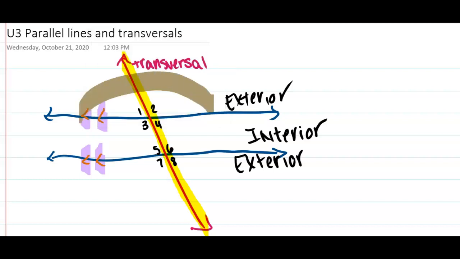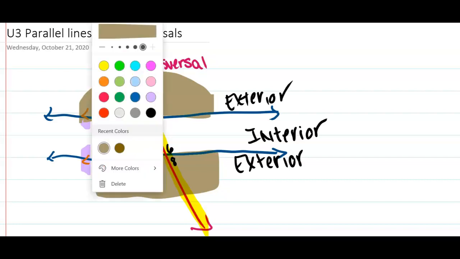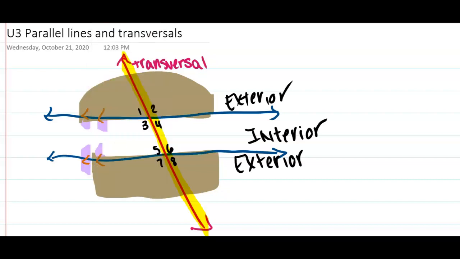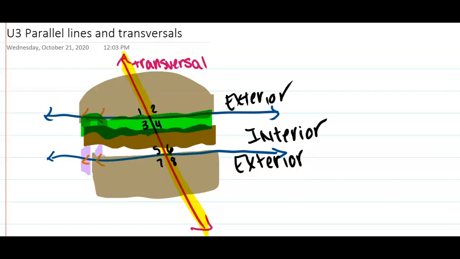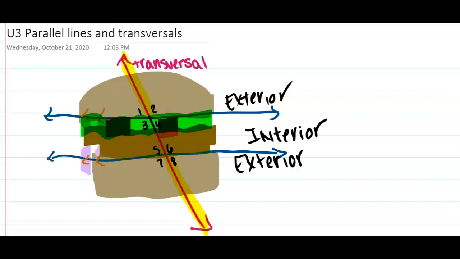So I like to look at these parallel lines as if they were the parts of a hamburger. Those are the buns of the burger, so that would be on the exterior. When you make a burger, the buns are on the exterior. Now, anything inside the burger is all the yummy stuff like the tomato, the lettuce, and the pickles. My favorite. We'll make this a double.